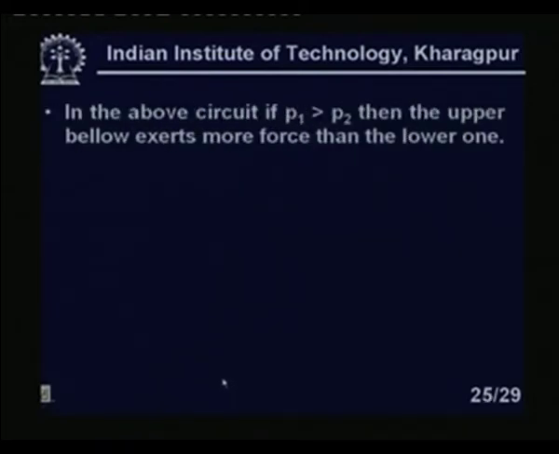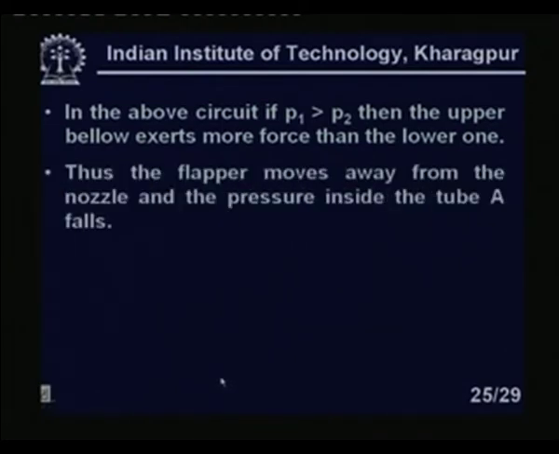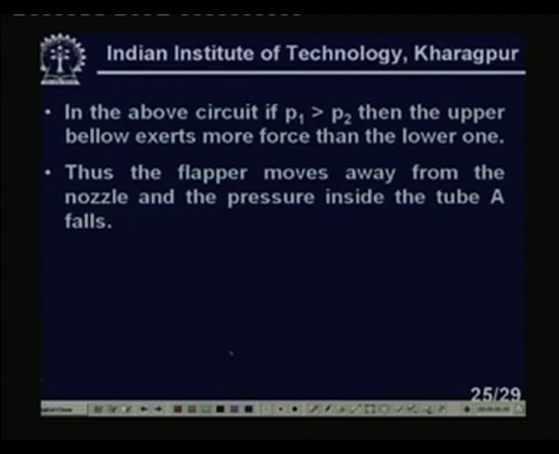In the above circuits, P1 is greater than P2, so the upper bellow exerts more force than the lower one. Thus the flapper moves away from the nozzle. You see it looks like this, is it not? I have a bellow here, there is a flapper, I have a bellow here. So this is P1, this is P2, and I have a nozzle here.